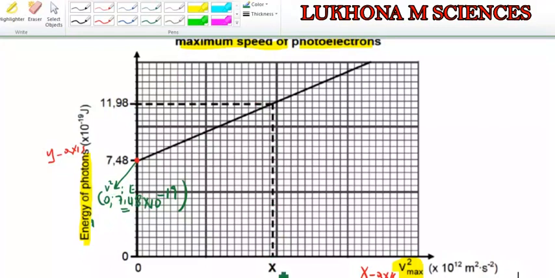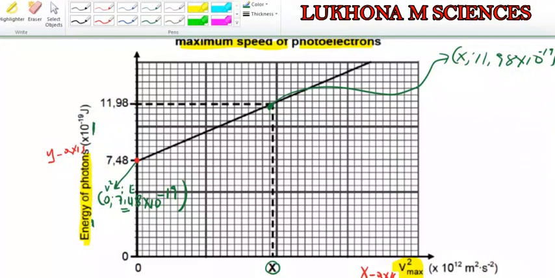Okay, then we have x here. x is speed at that point, which means the coordinates are x, which is a speed, versus 11,98 times 10 to the power negative 19. Okay, now let's go to the questions with this information.